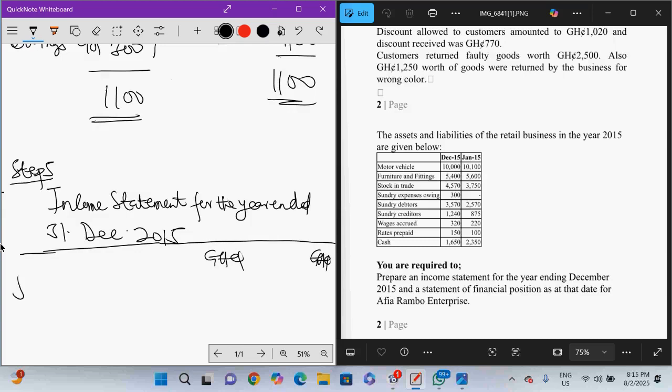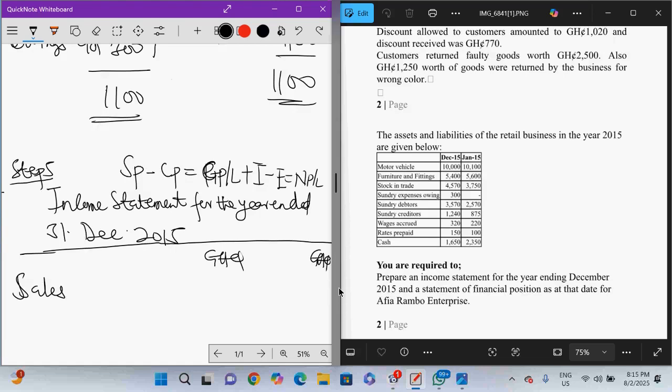We have the sales. So of course, as I've been using, selling price minus cost price is equal to profit, which is equal to gross profit or loss, plus income minus expense, is equal to your net profit or loss. Were we given cash sales from the question? Then we add the cash sales to the credit sales that we have computed. I think there is no cash sales. Here, this sales is credit sales.